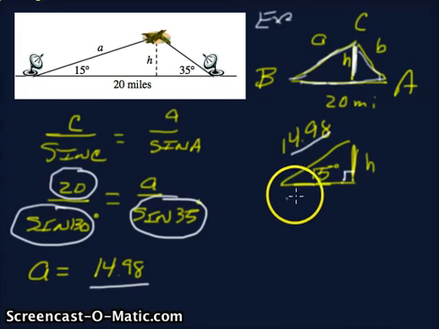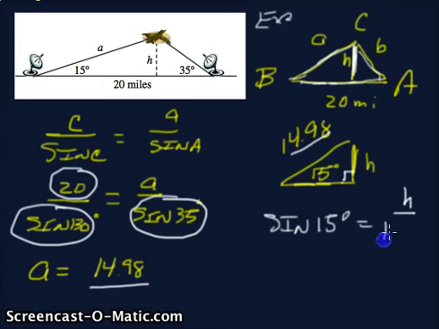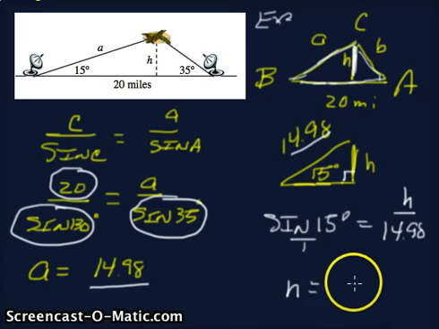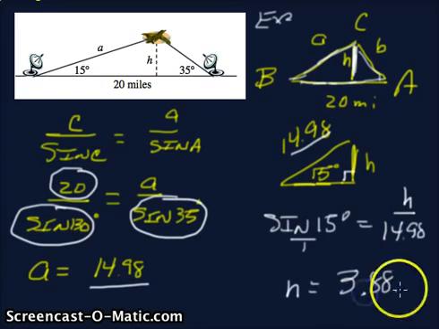Okay, can I find h now? Well, yeah, because I know that sine of 15 degrees is equal to opposite over hypotenuse. We've done this before a few times, so just cross multiply. h is equal to 3.88. And again, I round this way. Okay, hope that helps you.